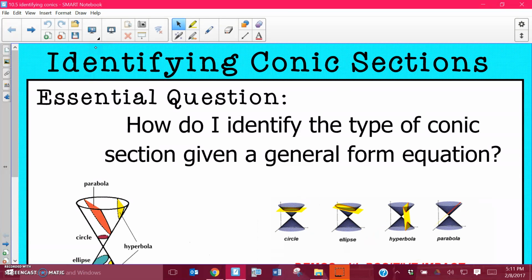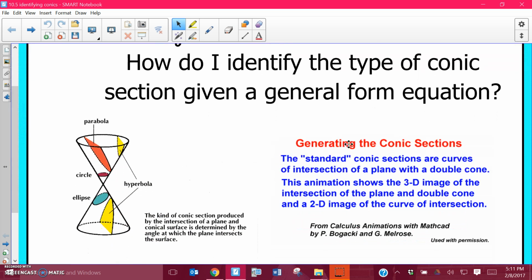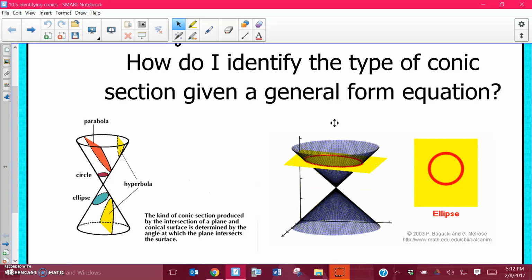Hey guys, today we are wrapping up our conics unit and we're figuring out how I know what type of conic section I'm looking at if I'm not told it's a parabola, hyperbola, etc. If you remember, when I'm trying to form a conic section, all I'm doing is taking a plane, like a piece of paper, not an airplane, and cutting into two cones that are stuck together. And so when I'm looking at it, these are all the possibilities.